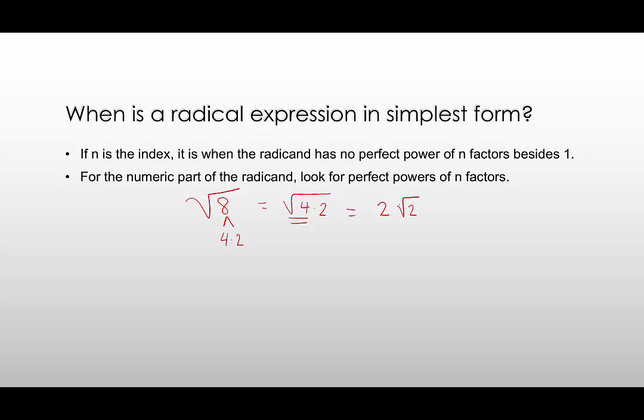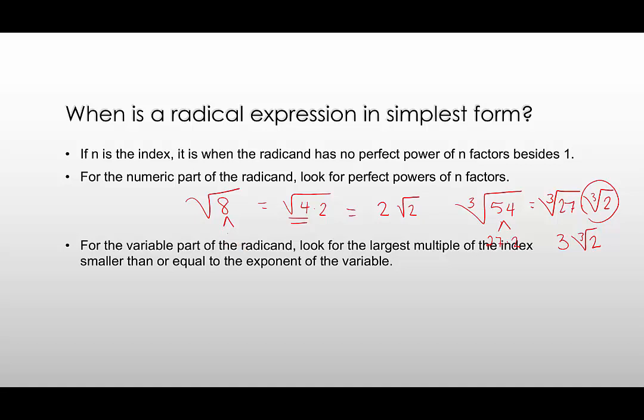The same would be true if we had a different index, like, for example, the cubed root of 54. So we would be looking for perfect cubes. Does 54 have any factors that are perfect cubes? And the answer is yes, because 27 is a perfect cube and 54 is 27 times 2. So we can take the cubed root of 27. The cubed root of 2 is not rational, so it would just stay the cubed root of 2. The cubed root of 27 is 3, so we'd write this as 3 times the cubed root of 2. That's if we're looking at the numerical part.